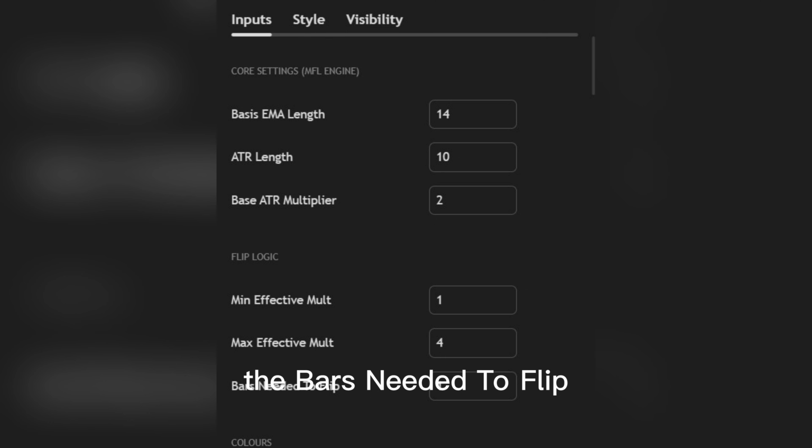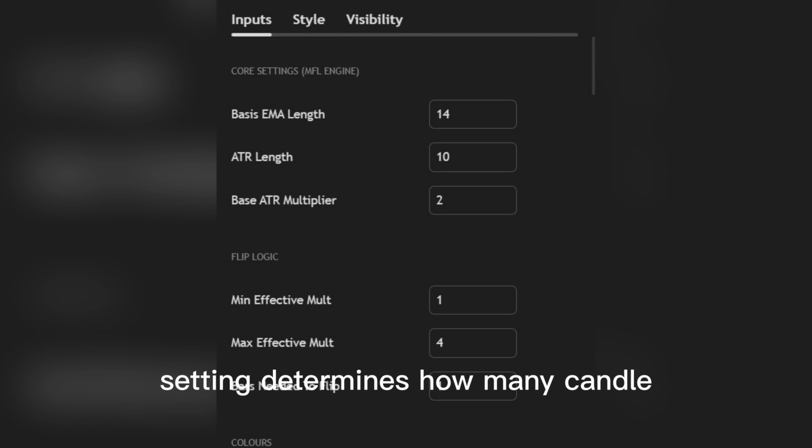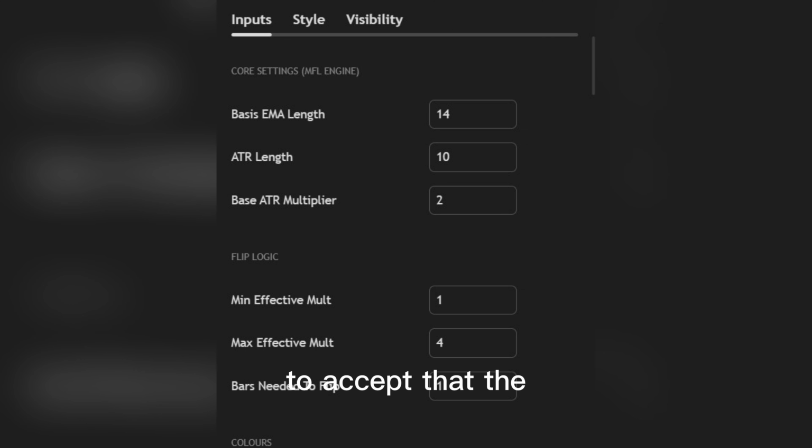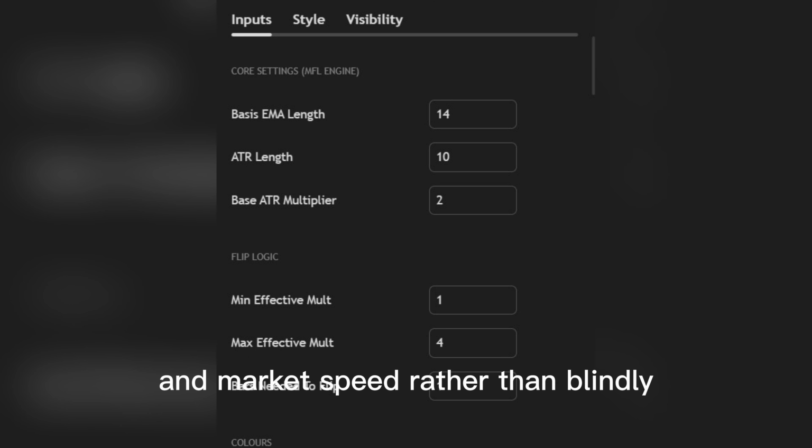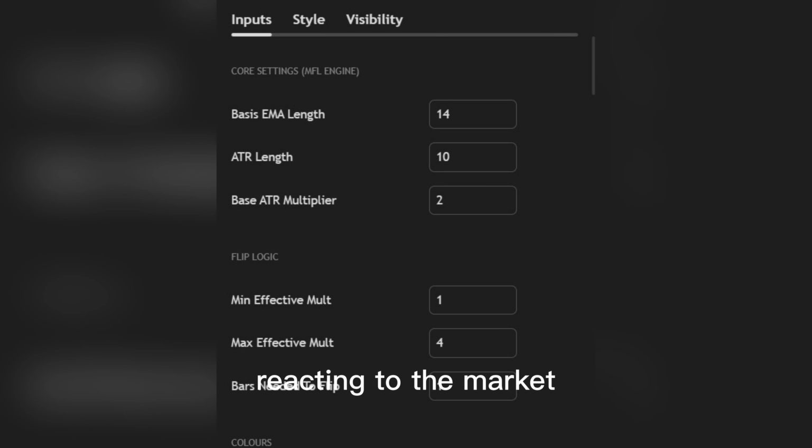The bars needed to flip setting determines how many candle confirmations are required to accept that the trend has truly changed. Thanks to this setting, the system does not change direction every time the price moves and only activates on real trend reversals. In short, these settings work together to ensure that the indicator adapts intelligently to volatility, trend, and market speed rather than blindly reacting to the market.